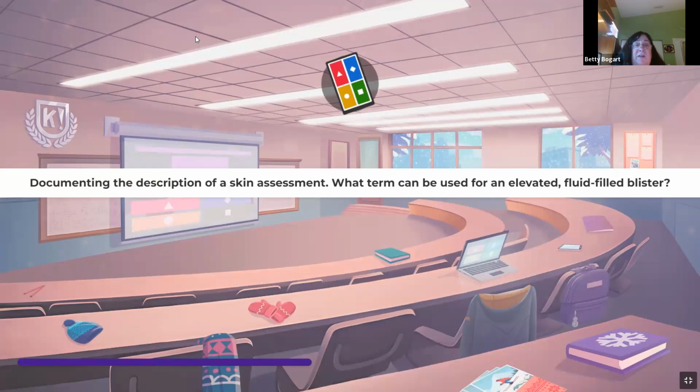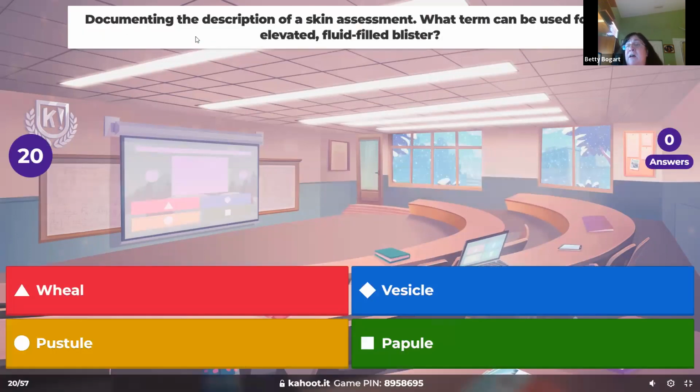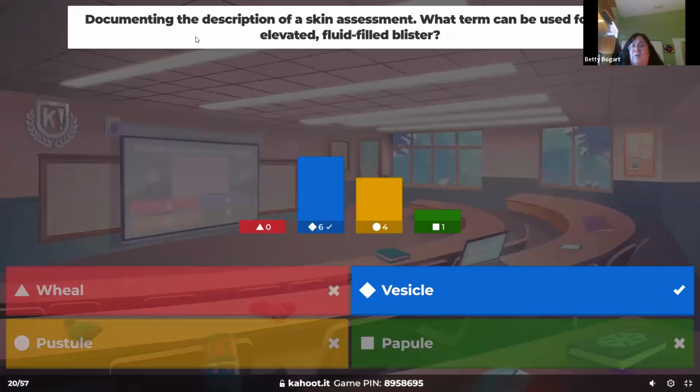Documenting the description of a skin assessment, what term can be used for an elevated fluid-filled blister? So now we're into dermatology. This is what you need to know to be able to describe any sort of rash. Well, this is called a vesicle. Very good.